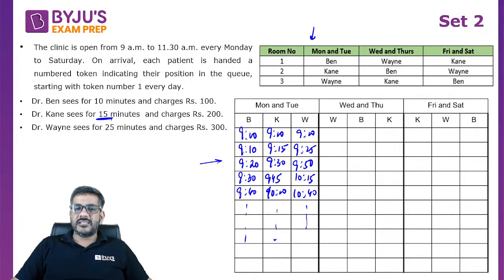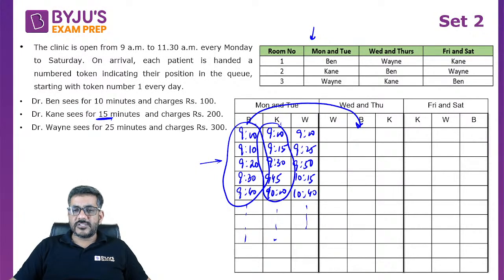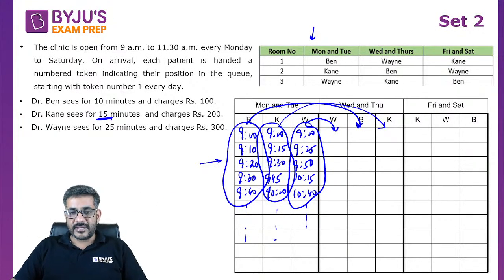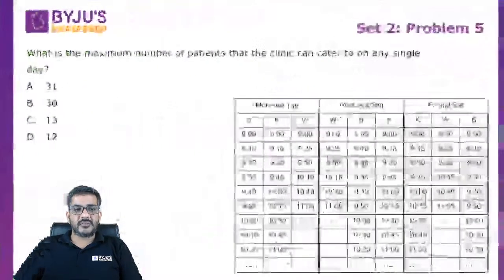On Wednesday, Thursday, the only thing that will be happening is that this one will come over here with Bain, and the Kane picture will go over here, and this picture would come over here. Similarly, the order is going to change in the upcoming days, as Friday and Saturday as well. And then we have to answer the questions. Let's start with the first question.